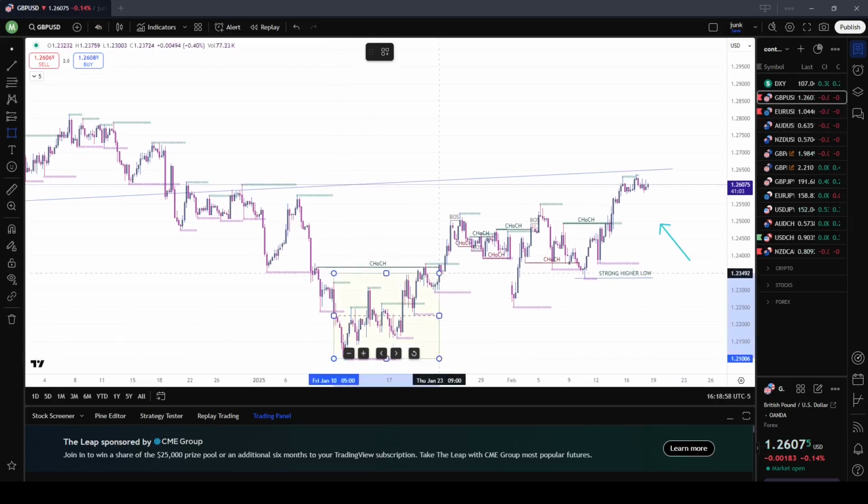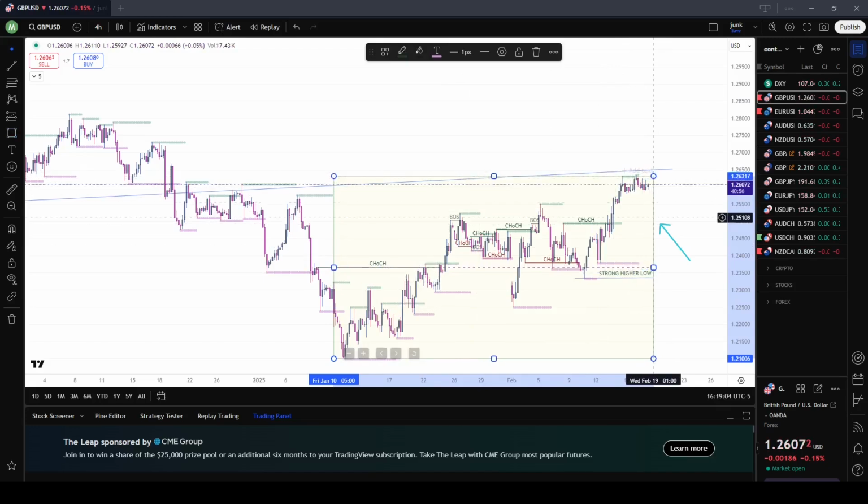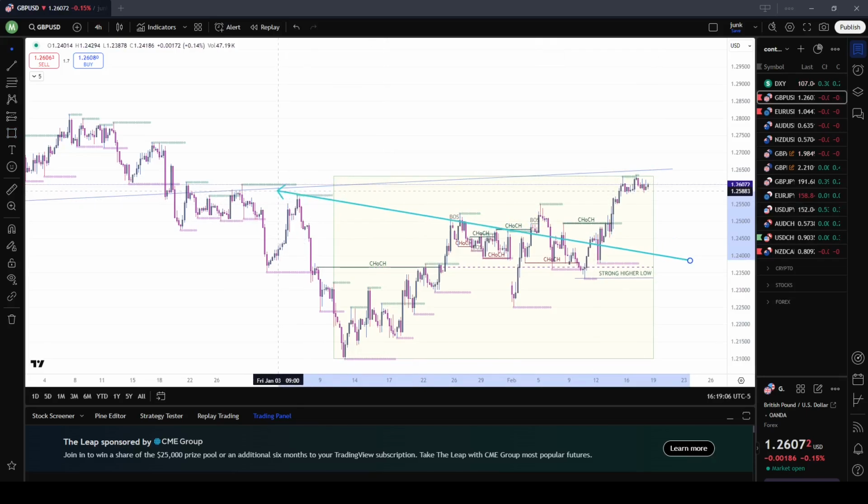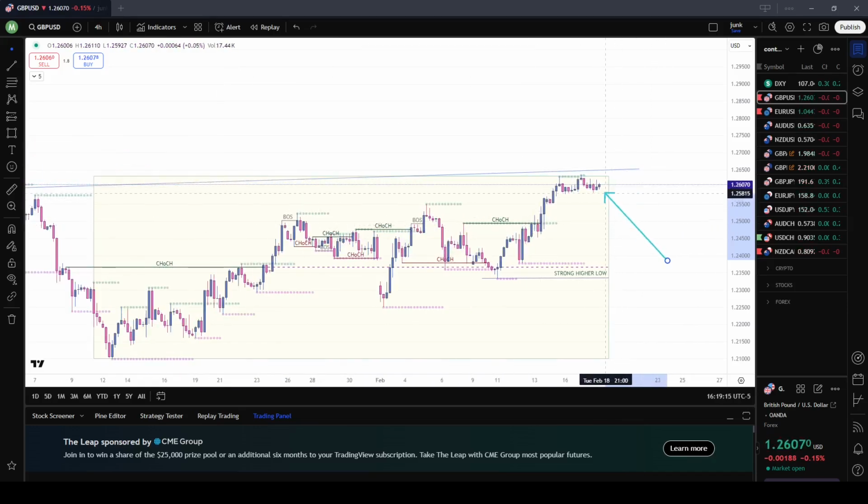This was the low that wasn't broken, and to the highs of the current range structure that it's in. It even started breaking out past these supply areas, these highs from back in 2024. Right now, consolidating sideways, possibly looking for a retracement back.